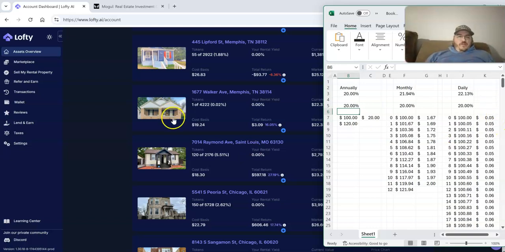I think it's a cool feature that they have, but you're just not getting that big of a shift.